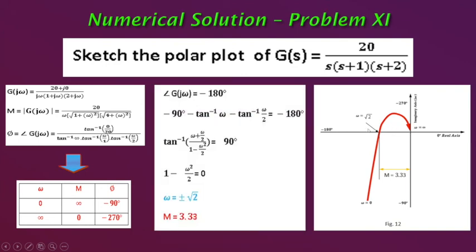Then find the crossing point at the real axis. If taking this phase angle equation, then this phase angle equal to that point, this axis is minus 180 degree. So taking tan inverse, then we get this value. So from this equation, omega equal to plus minus 2 root 2 at that point. Then if omega put in the magnitude, then we get this value of M, 3.33 from this origin.